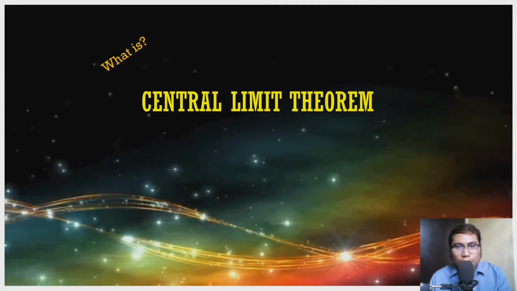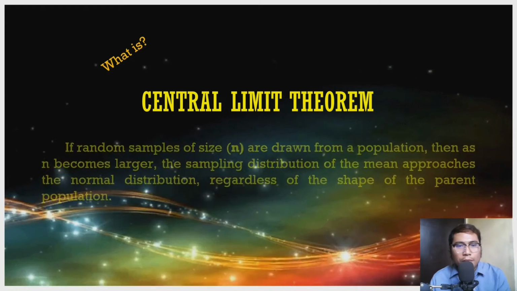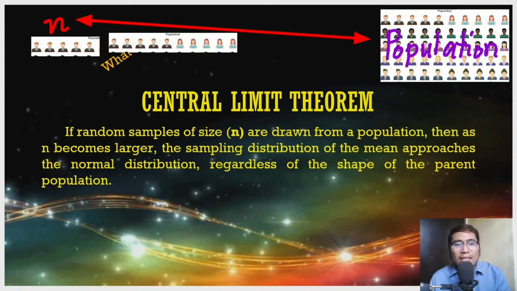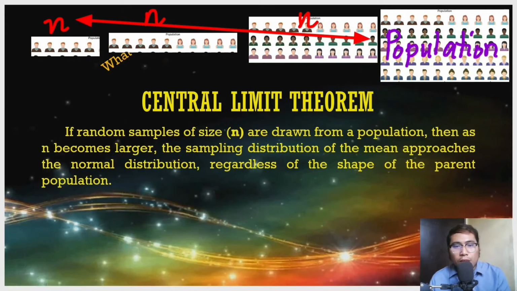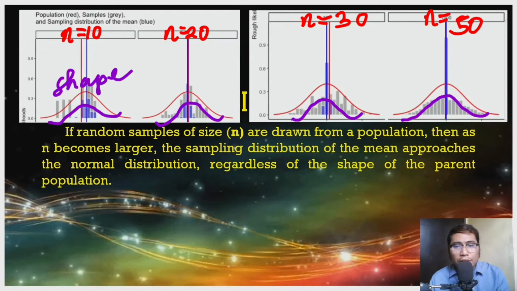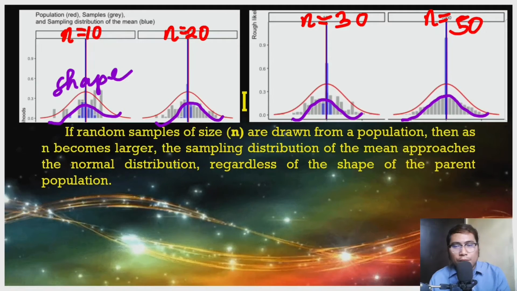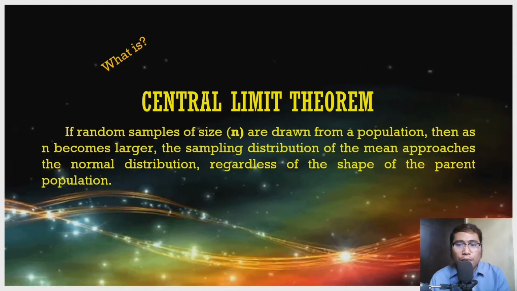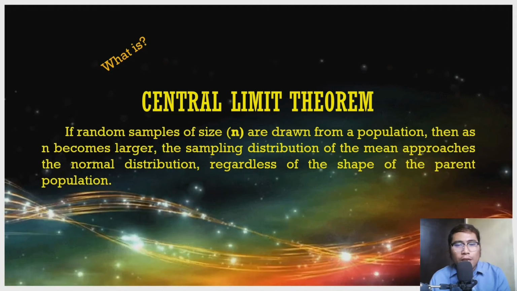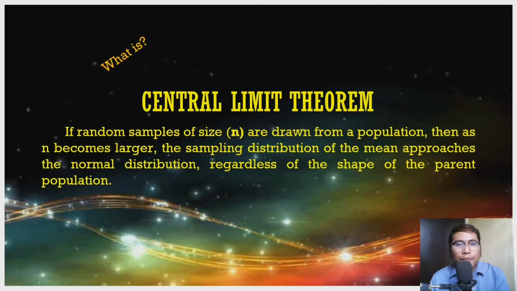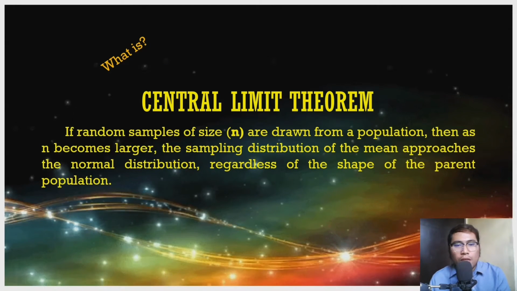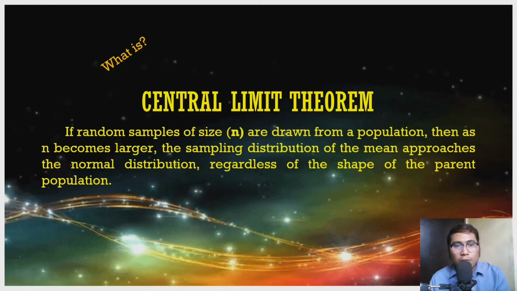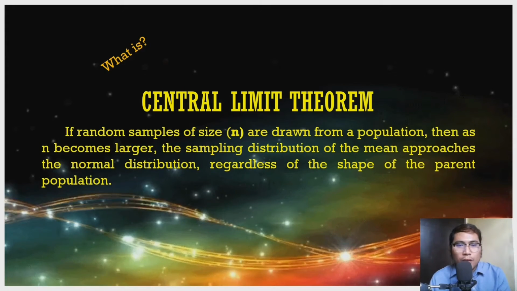Very good. So to further give you the definition of central limit theorem, if random samples of size n are drawn from a population, then as n becomes larger, the sampling distribution of the mean approaches the normal distribution, regardless of the shape of the parent population. So this definition is supported by the activity that we had in activity number 3 and 4, wherein we answered the processing questions, right? So there in the question, what happens when the n becomes larger?